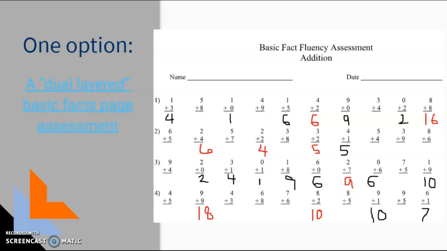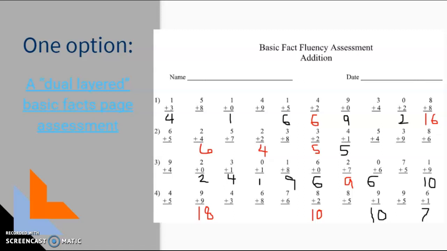One of the options that was presented at that time was the dual layered basic facts page. In this situation, the student is given a basic math facts page with two writing utensils. The student completes the facts with one writing utensil that they know automatically, moving around, skipping through, and getting the ones very quickly that they already know. They are not visibly timed in this assessment. The teacher can record time from their perspective.